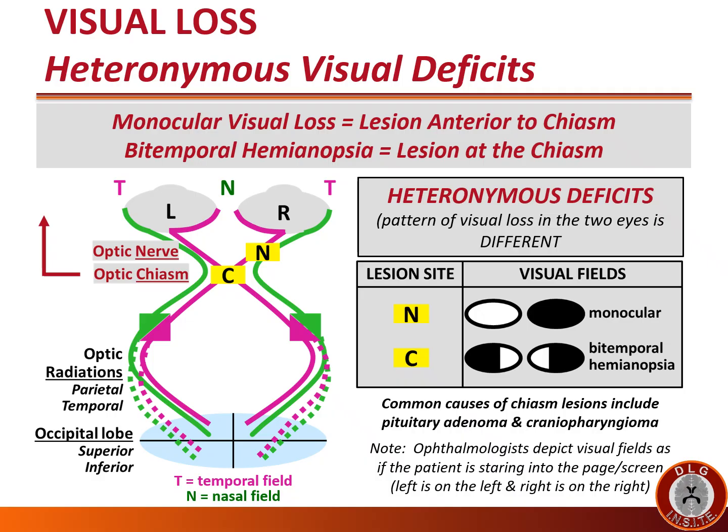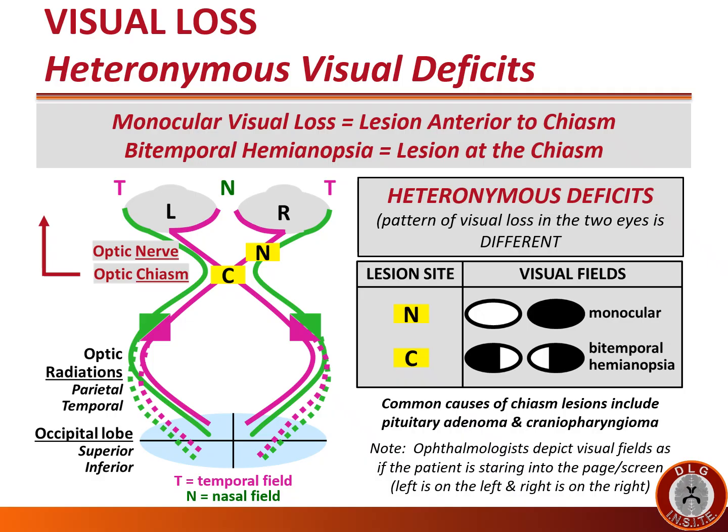You can't see. A lesion at the chiasm involves only those fibers that see the temporal fields, the nasal fibers that see the temporal fields. And so they'll get bilateral temporal field abnormalities, but they can see inner vision. The nasal fields are intact. It's called a bitemporal hemianopsia. The most common causes of a chiasm lesion would be things like a pituitary adenoma or craniopharyngioma.